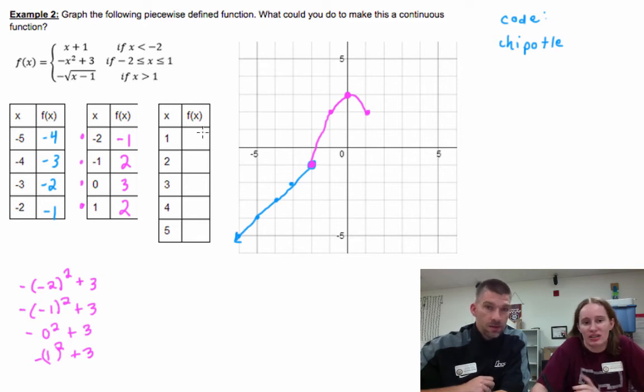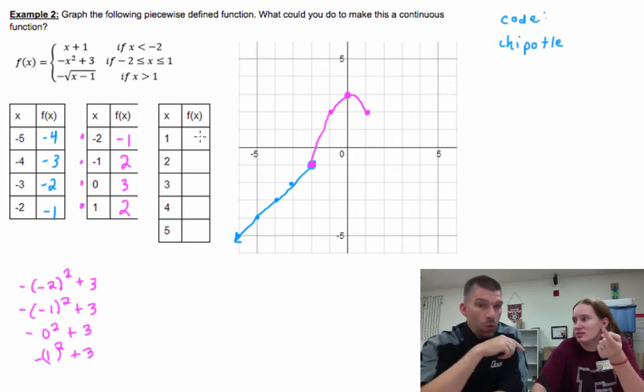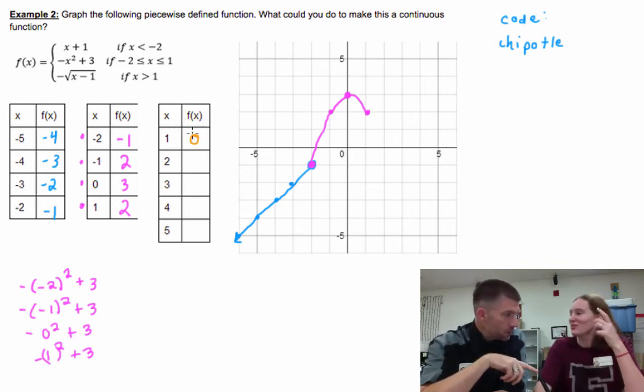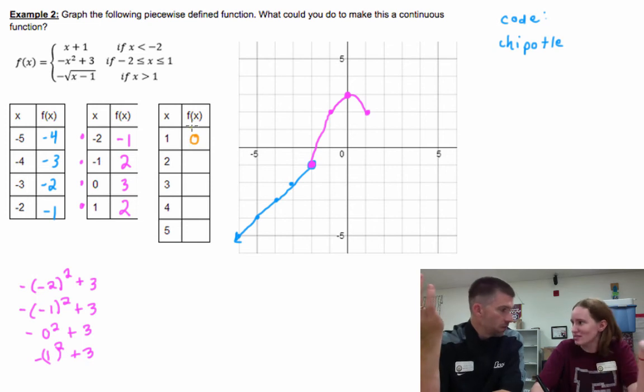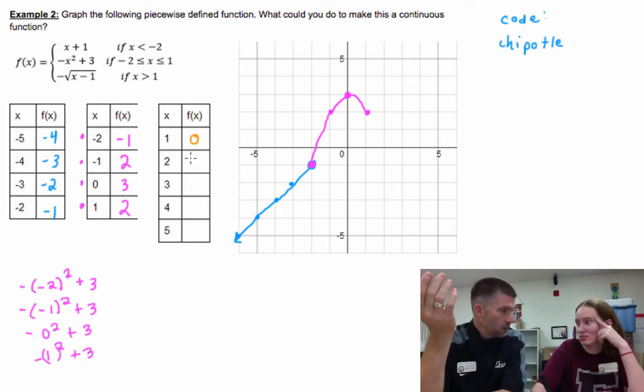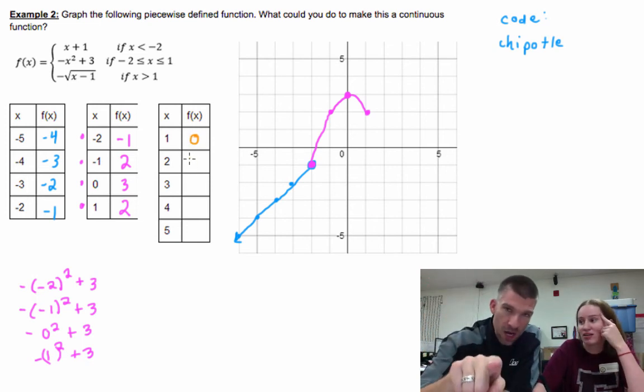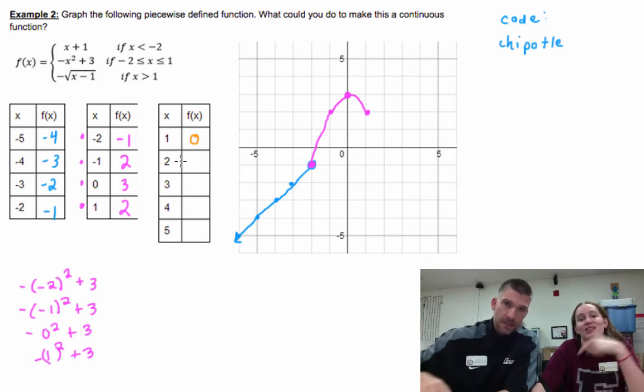Plug in colors. 1, and you get 1 minus 1 is 0. Square root of 0 is 0. What did you say the square root of 0 was? 0. Really? Yeah, because 0 times 0 is 0. Yeah, you can take the square root of 0. Are you sure? For real. Because some of you are going to try and say you can't do that.